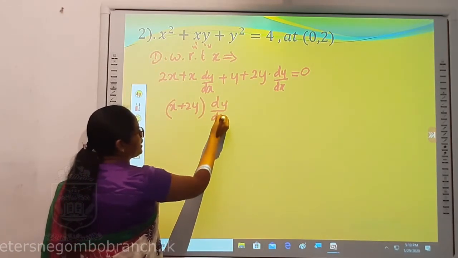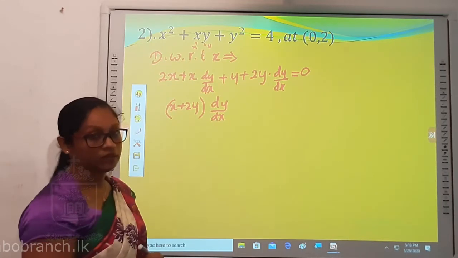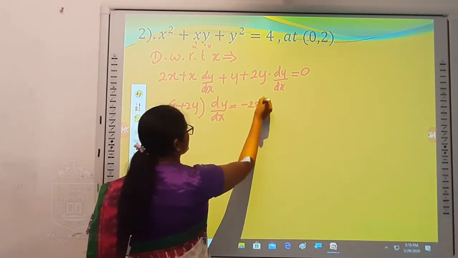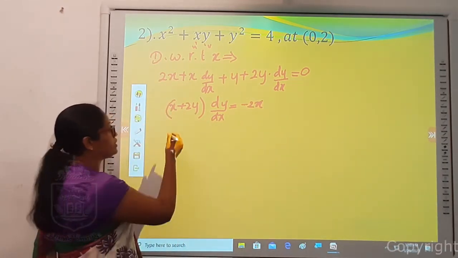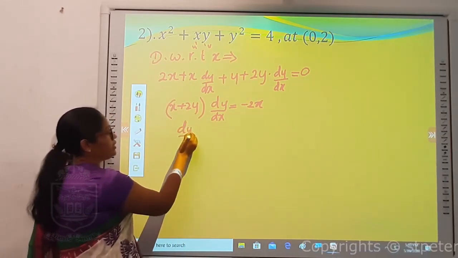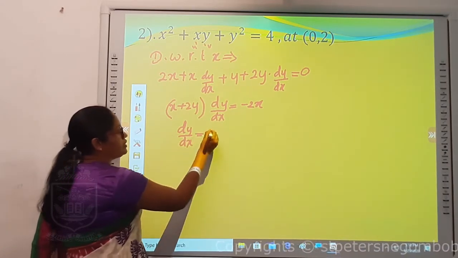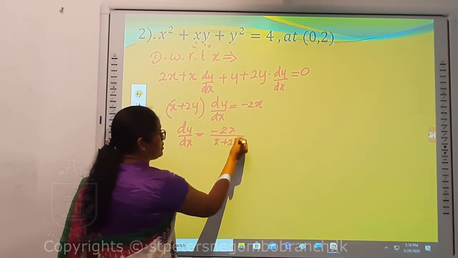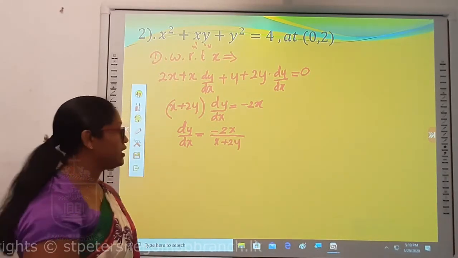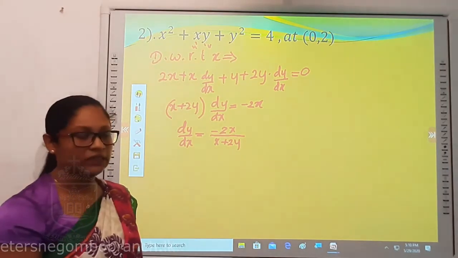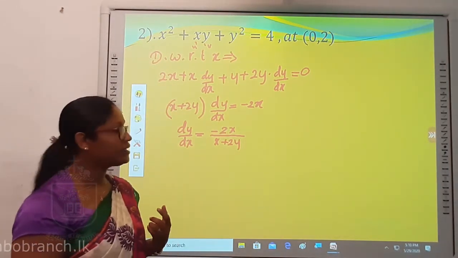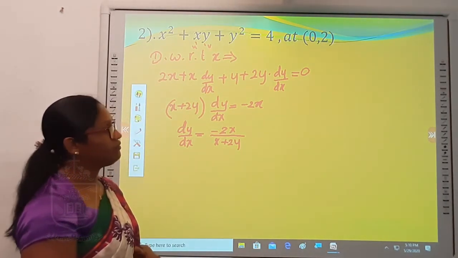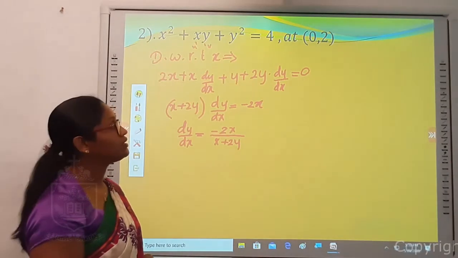At the same time, I will bring the other term, which does not include dy over dx, to the other side; it is minus 2x. Now I divide both sides by this term, so I can get dy over dx as the subject. Now in this answer, the derivative function, you can see both x and y variables, right? This is not like in previous cases. Anyway, we can find the gradient of the tangent drawn to the curve.